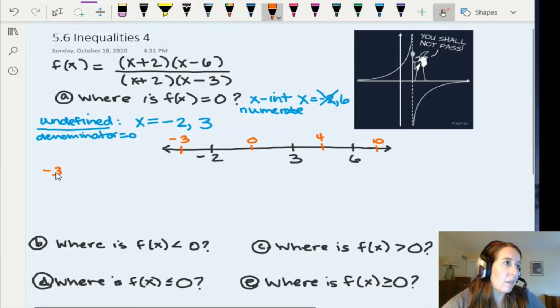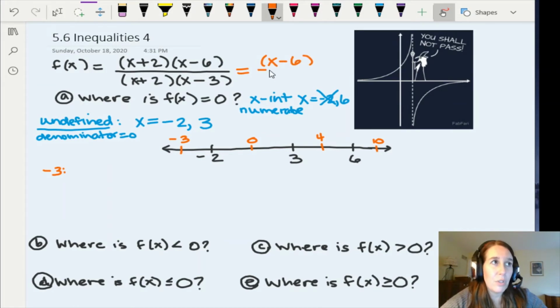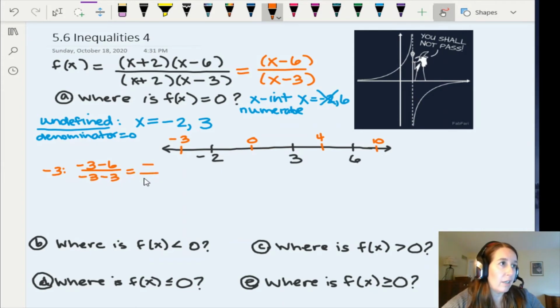If I put in -3, I can actually put it into the simplified function. It will save you time. If you cross the x plus 2's out, if you divide them out, you get x minus 6 over x minus 3. So that would be -3 minus 6 on the top and -3 minus 3 on the bottom. So that's a negative over a negative. A negative divided by a negative is going to equal a positive. So this area of the graph is positive.